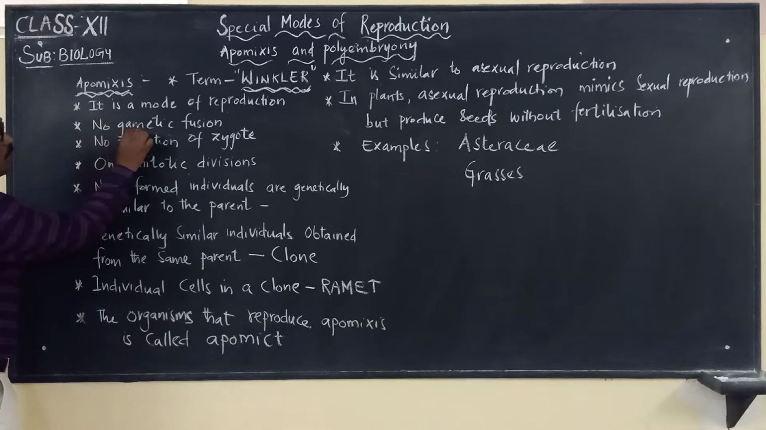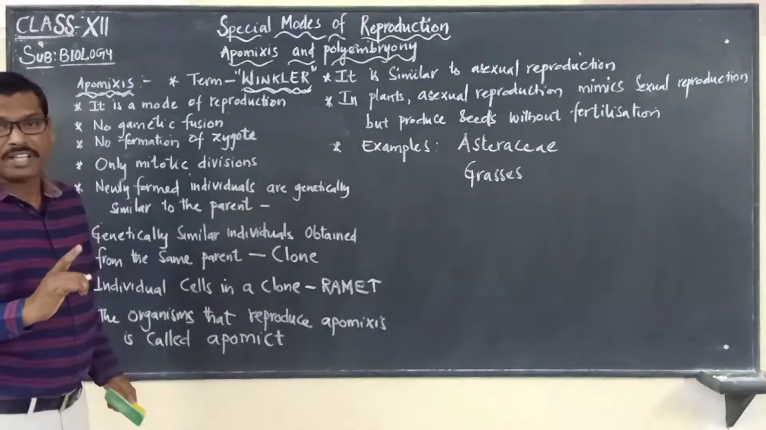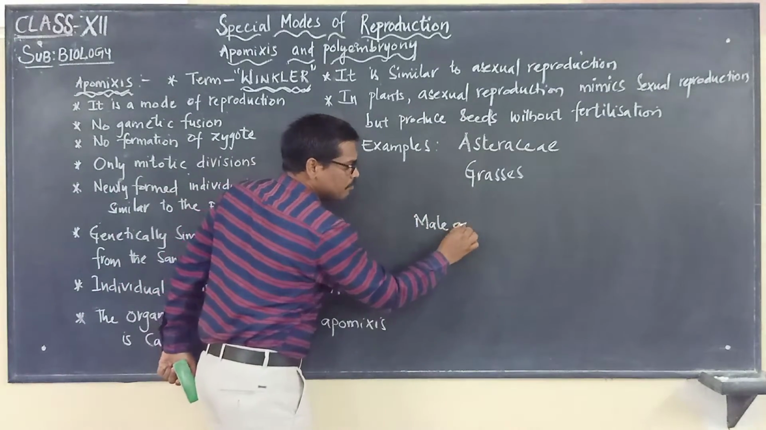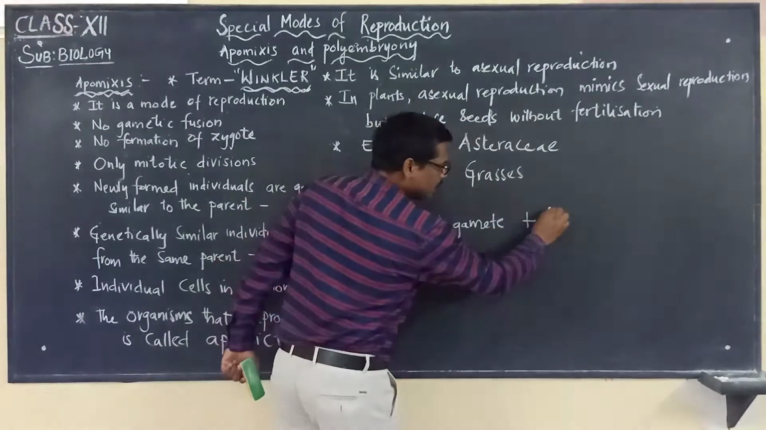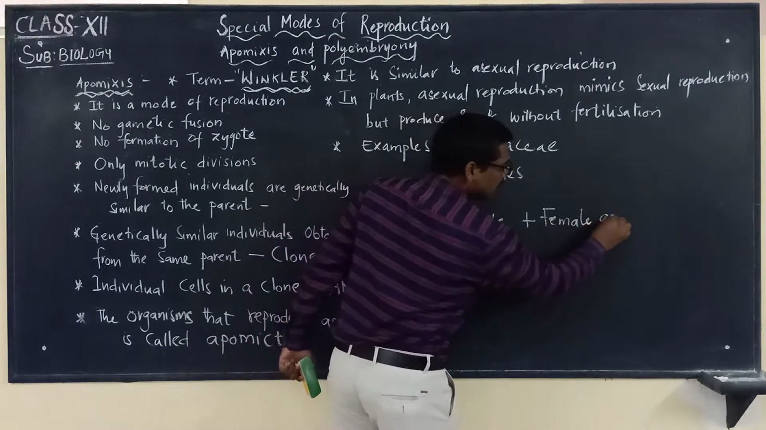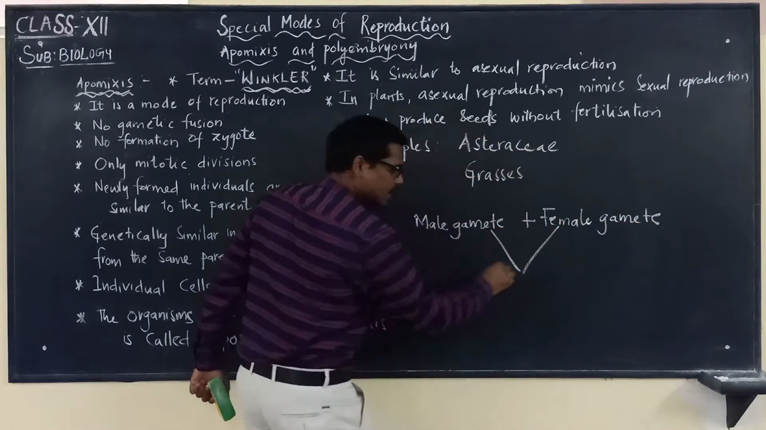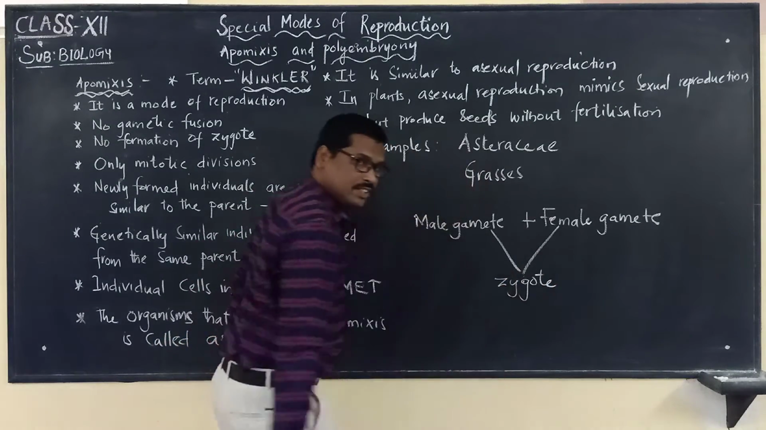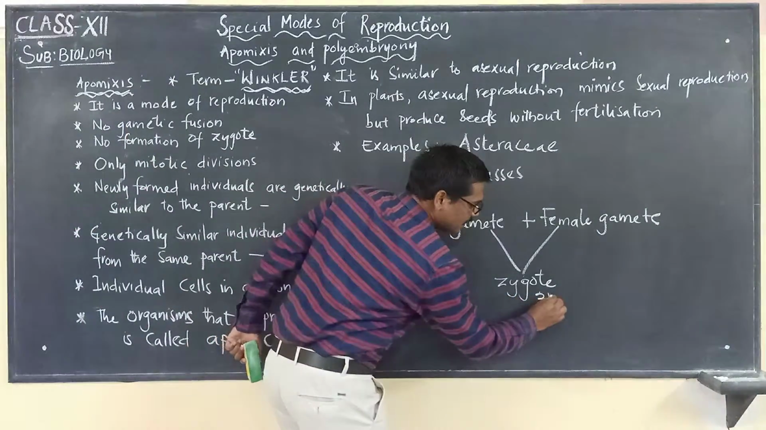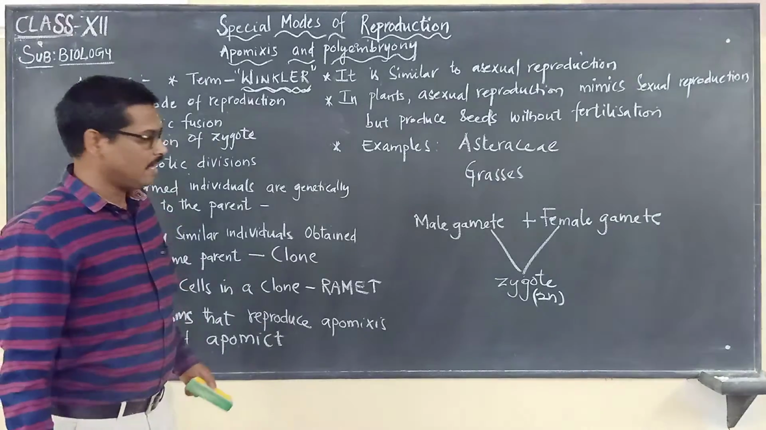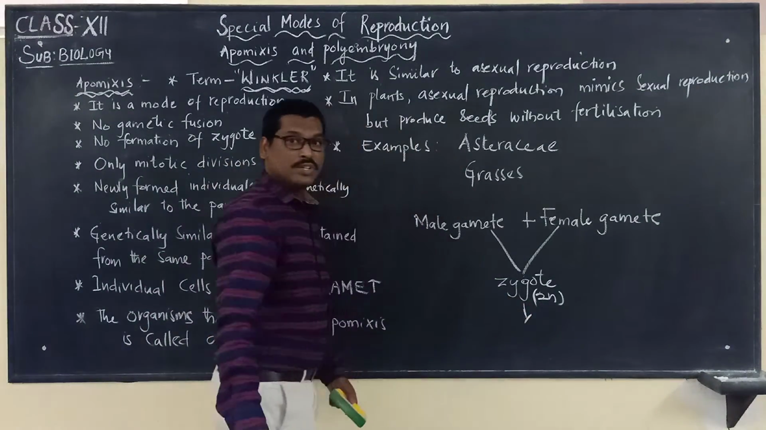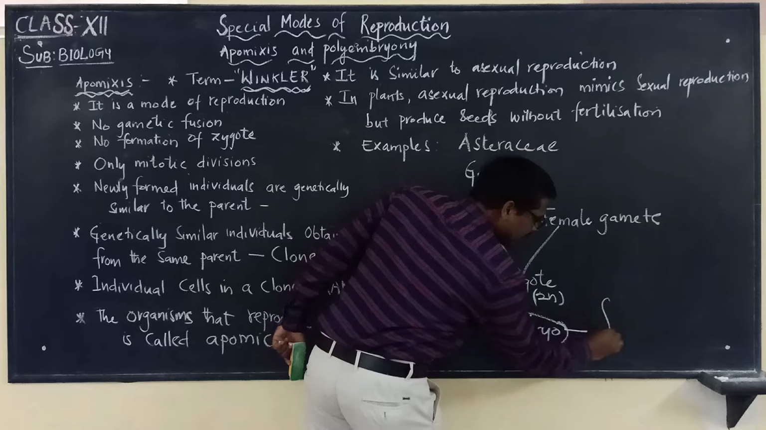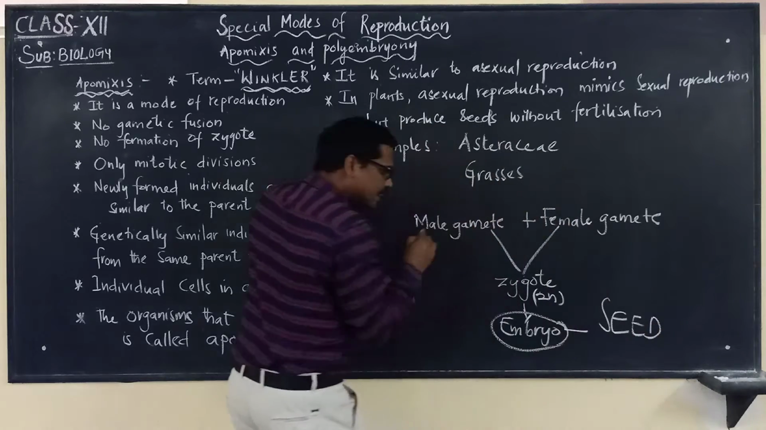In this, there is no gametic fusion. In sexual reproduction, there is a male gamete which fuses with the female gamete. When these two fuse together, it gives rise to the zygote, which is a single diploid cell. This zygote then develops into the embryo, and this embryo is present in the seed.